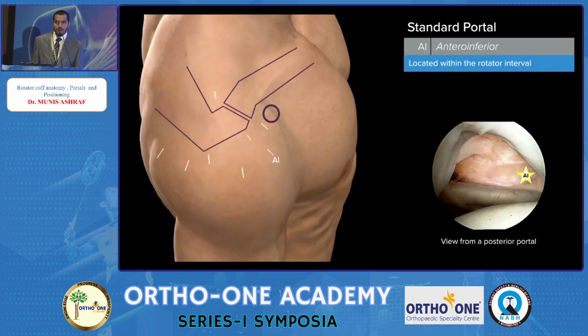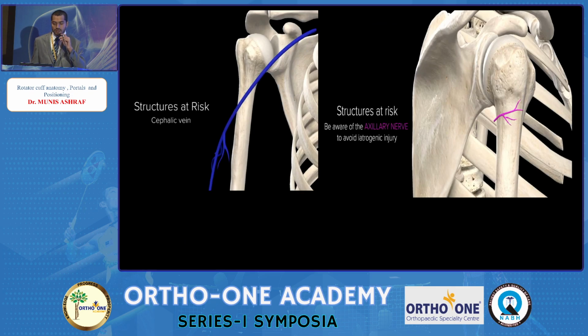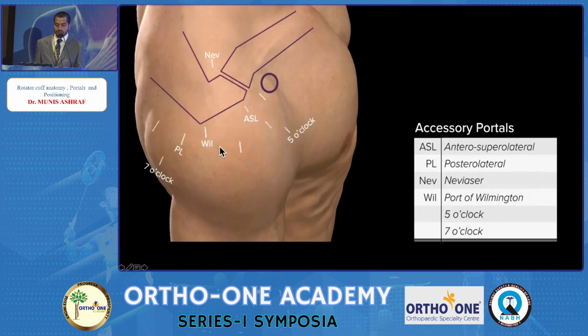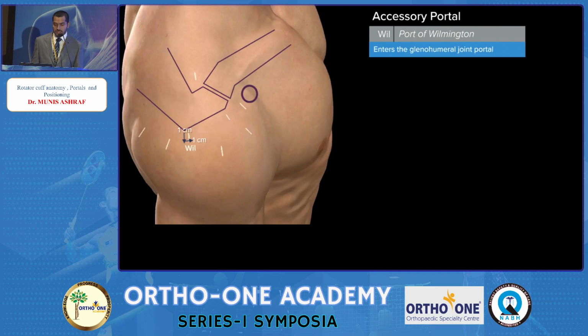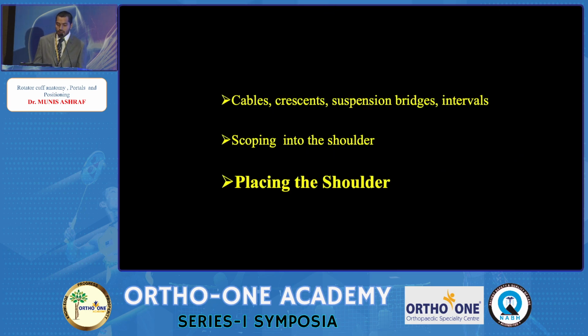Anterior portals are usually marked when the scope is inside, under guidance: anterior superior and anterior inferior. These are the working portals. The structures at risk here include the cephalic vein as well as the axillary nerve. The other standard portal is a lateral portal, which we can use for viewing, 4 centimeters lateral to the acromion, and this should be in line with the posterior aspect of clavicle. Accessory portals are anterosuperior, posterolateral, Wilmington and Neviaser portals. Out of all this, the posterolateral portal is important; it can be used as a viewing portal to view the glenohumeral and subacromial space.